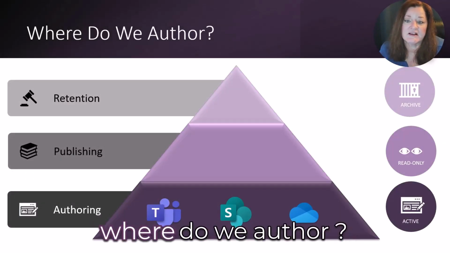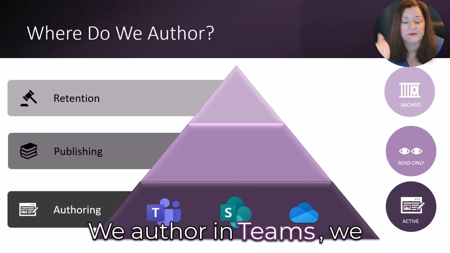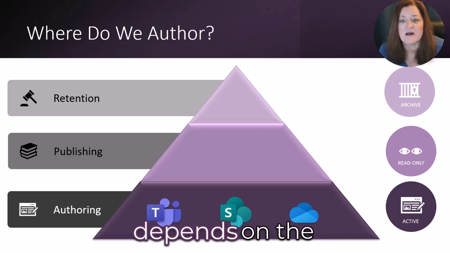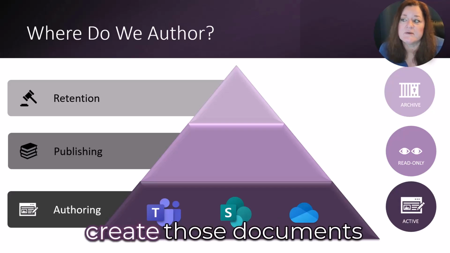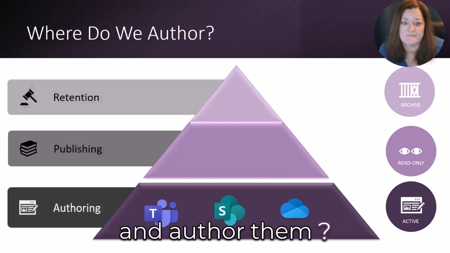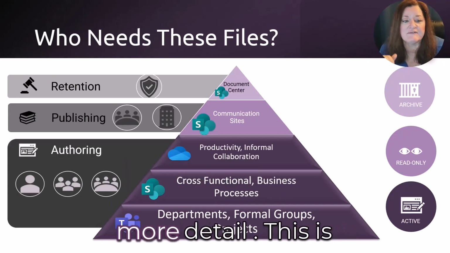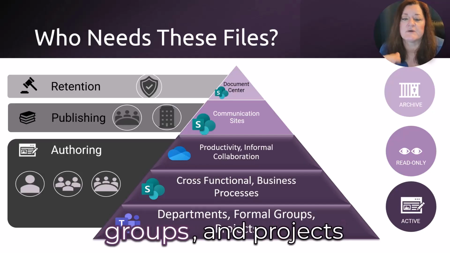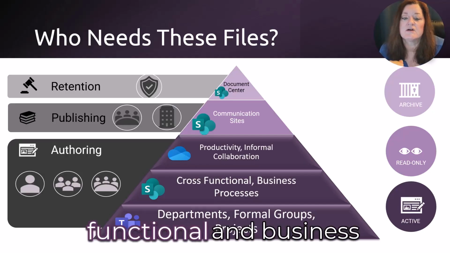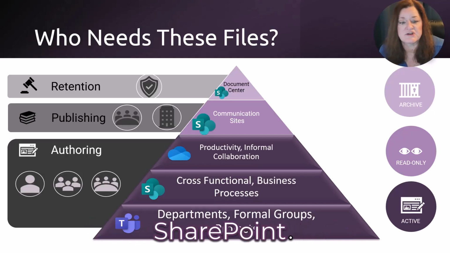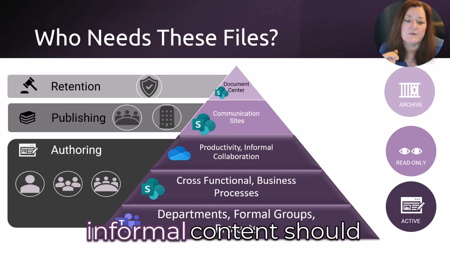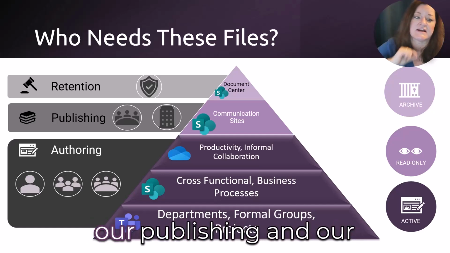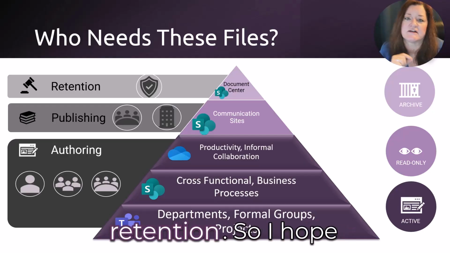For the authoring layer, where do we author? We author in Teams, we author in SharePoint, and we author in OneDrive. This all depends on the audience. Where do we create those documents and author them? We're going to split that out and give you some more detail. This is where we should be authoring. Your departments, formal groups, and projects are in Teams. Cross-functional and business processes should be in SharePoint. Productivity and informal content should be in OneDrive. Then we move to the communication sites for our publishing and our document center for retention.